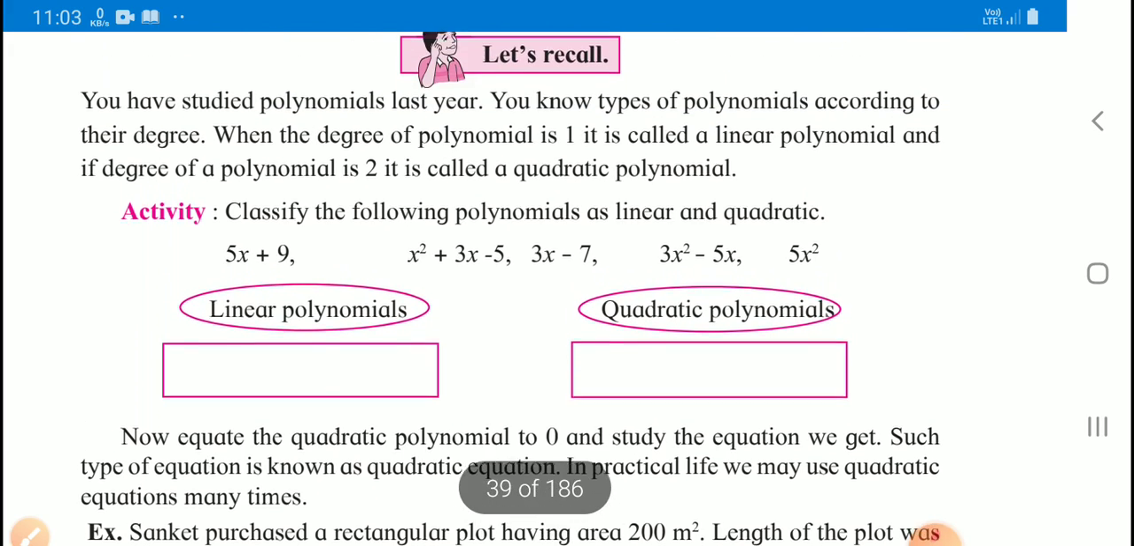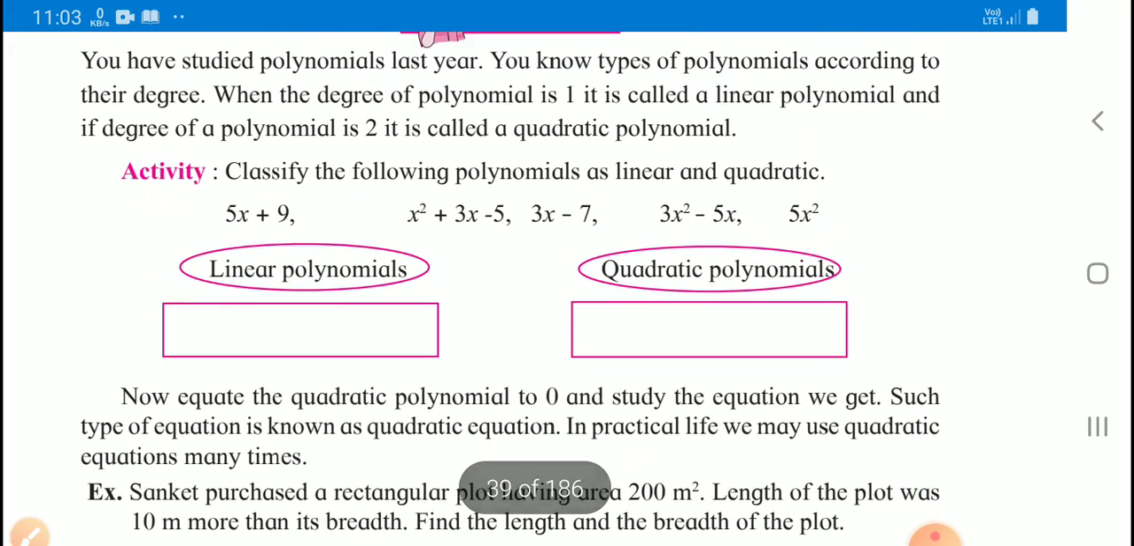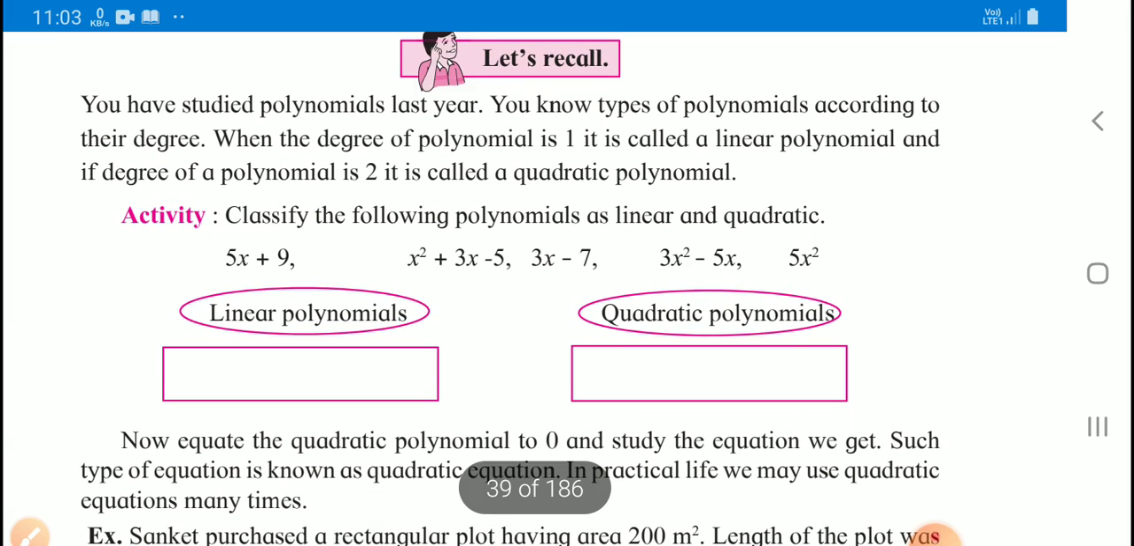Now look, before that you have studied the types. These were monomials, binomials, trinomials and polynomials. Monomial means it contains one term. Binomial, it contains two terms. Trinomial, it contains three terms. And polynomial, more than three terms. Okay. Now the polynomial with degree 1 is known as the linear polynomial, and if the degree of the polynomial is 2, then that is called the quadratic polynomial.